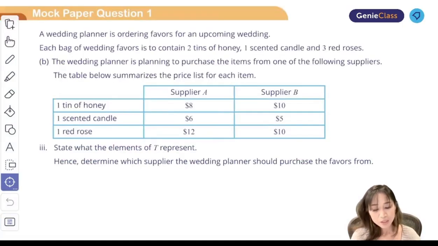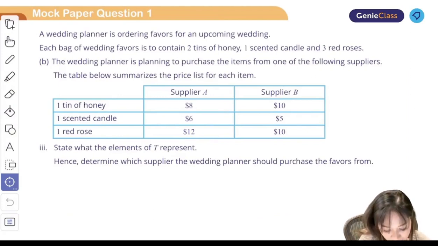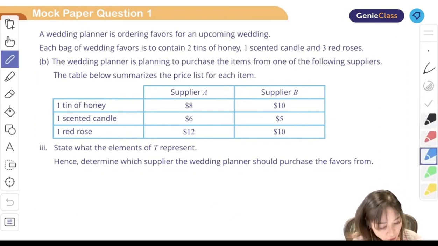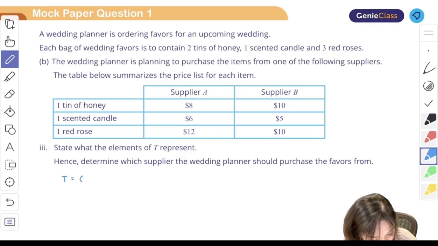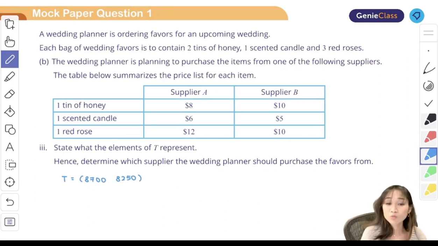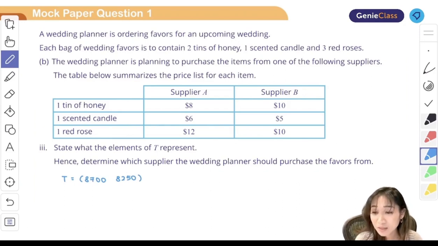So let's go back to the question. In part 3, the mock paper asks, state what the elements of T represent. So that is what the bubble question was for. And then hence, determine which supplier the wedding planner should purchase the favors from. So T is equal to the matrix, 8700 and 8250. So which supplier should the wedding planner purchase the items from?